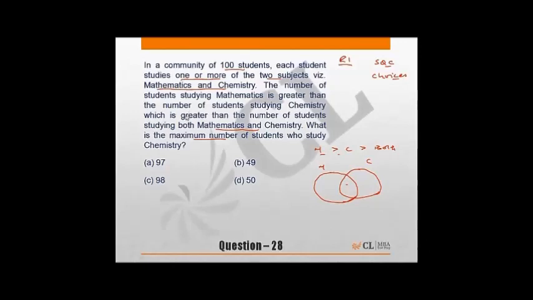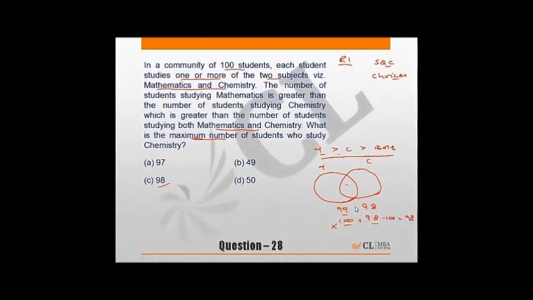Let's start checking the choices. The question says what is the maximum number of students, so let's start checking the maximum choice. The maximum choice is 98. If the number of students studying chemistry is 98, then the number of students studying mathematics could be 99, or it could also be 100. If mathematics is 100 and chemistry is 98, that means studying both would be 100 plus 98 minus 100, so 98 would be studying both. But this contradicts the condition because both has to be less than chemistry. So this case is not possible.